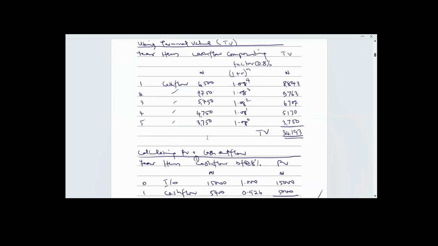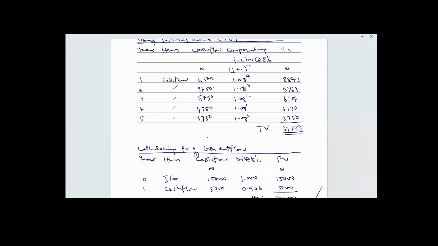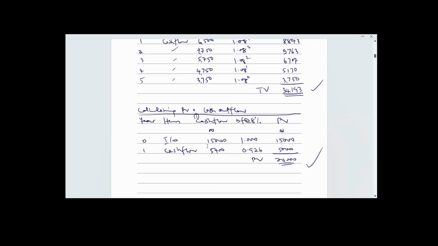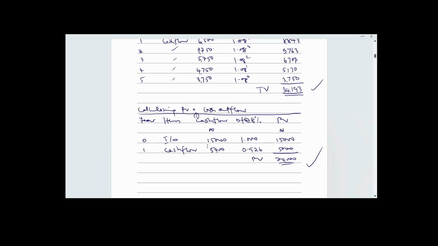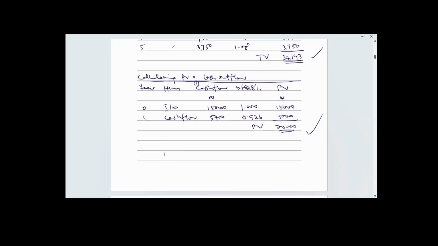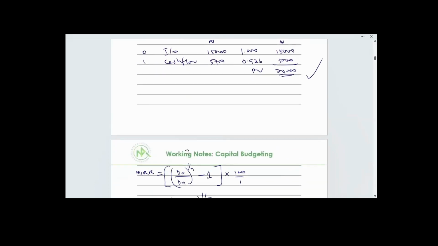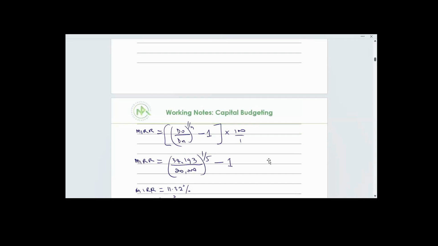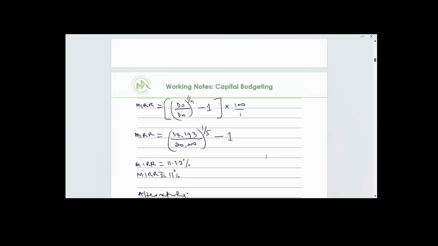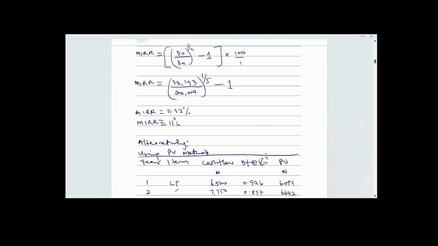To get the terminal value of all the positive cash flows, we got 34,193 naira. We calculated the present value of cash outflow. We got 20,000 naira. Then we proceeded to the third step to calculate modified internal rate of return, and we got 11.32%. We also said, okay, let's use the present value method as well.